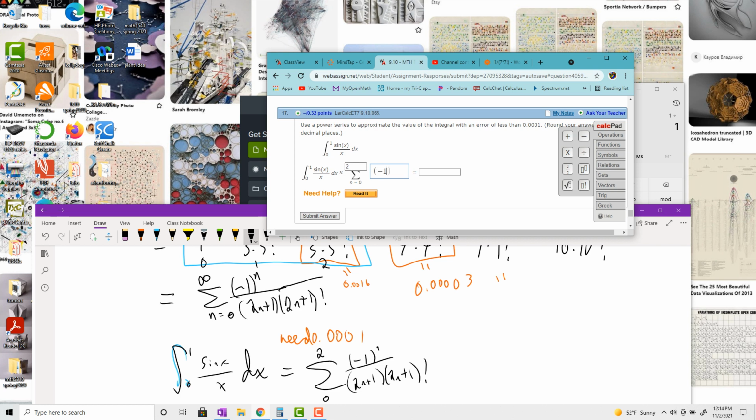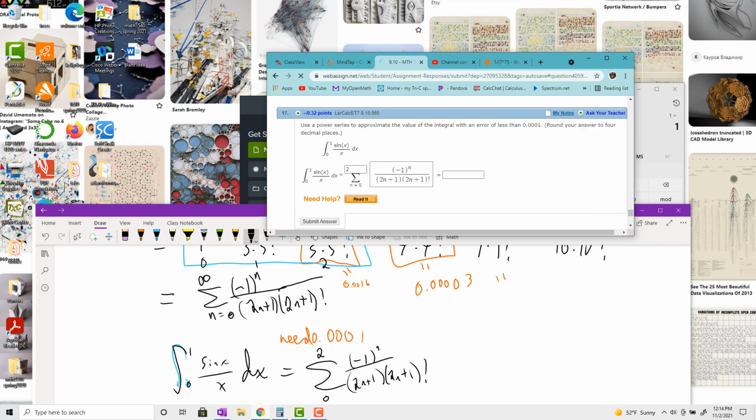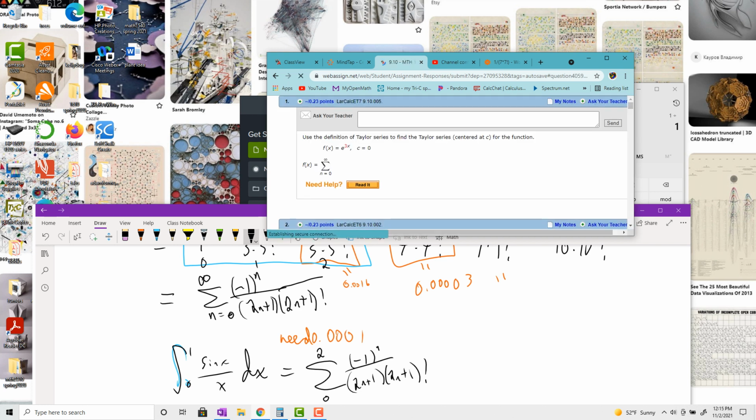So we have -1 to the n, too many parentheses, to the n, and now it's just, okay, I know. My cat is trying to make a mess. All over 2n plus 1 times 2n plus 1 factorial. Let's make sure that's all right. And then we can go to Wolfram to get our approximation.